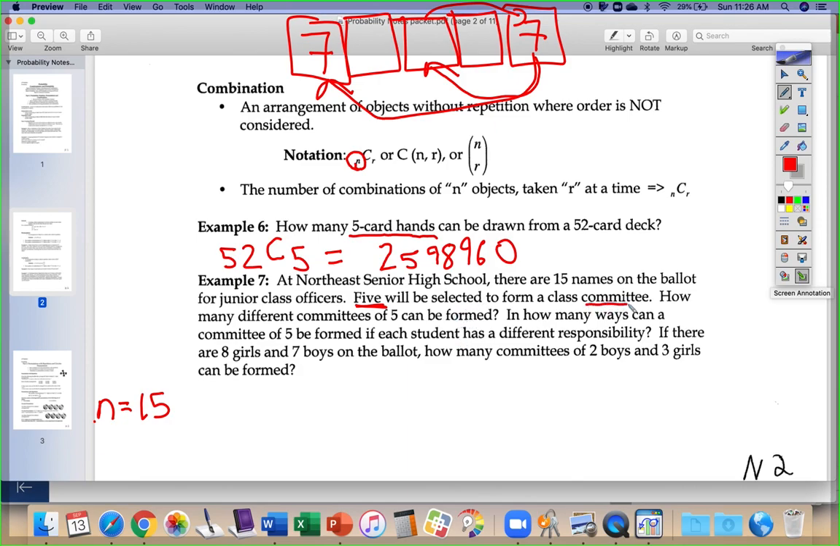A committee is just a grouping, right? There's no committee leader. There's no committee second. It's just a group of 5. How many different committees can be formed? That's our first question. That's question number 1.